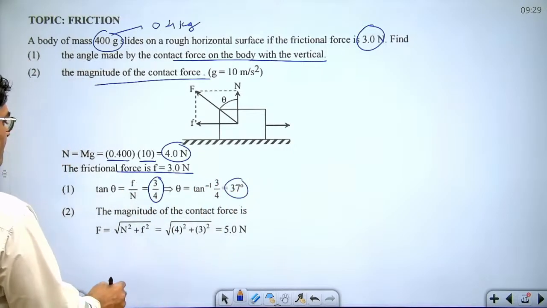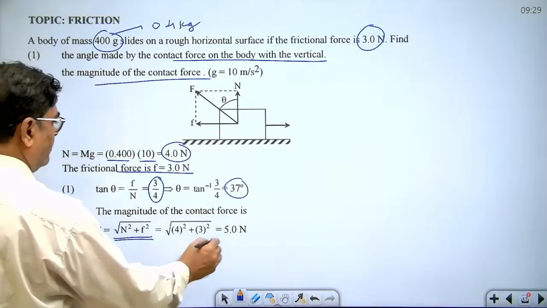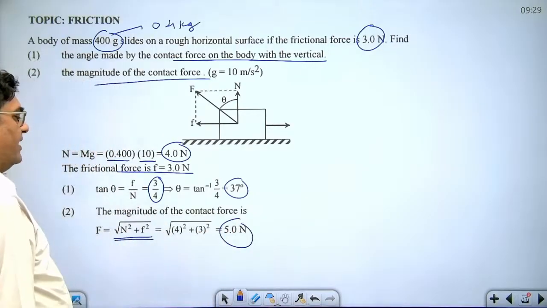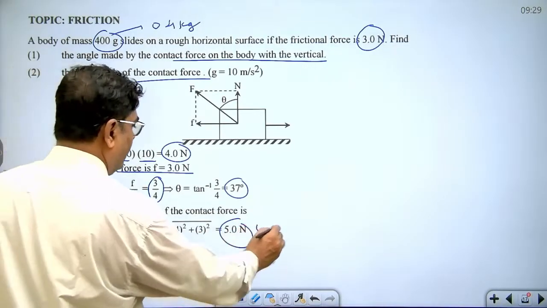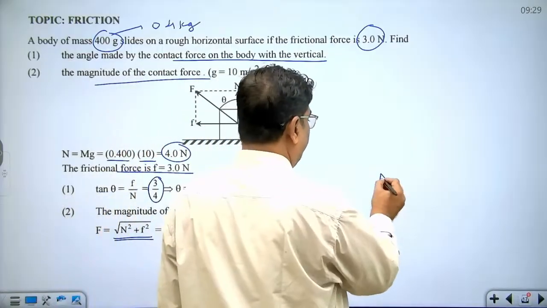And the magnitude of contact force is what? Square root of N square plus F square. This is equal to square root of 16 plus 9. Okay, that is equal to 5 Newton. So the answer to the question is 5 Newton.